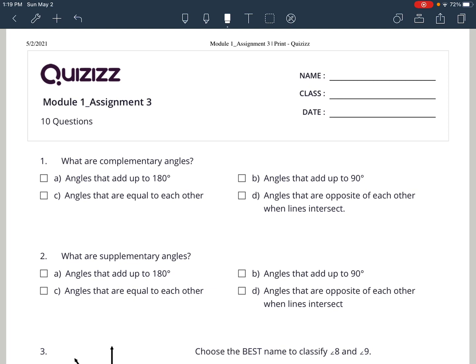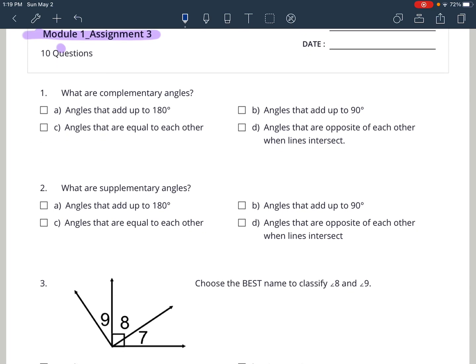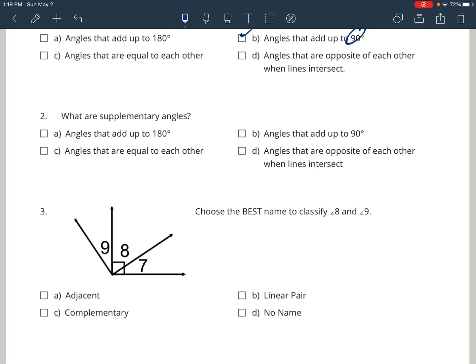We're doing Module 1, Assignment 3, right? So number 1, what are complementary angles? That's just a definition word. Complementary angles are two angles that equal 90 degrees. So 90, that'd be letter B. So letter B is the answer, right? That's just a definition. Number 2, another definition. Number 2 says, what are supplementary angles? Supplementary angles are angles that equal 180. So that'd be letter A.